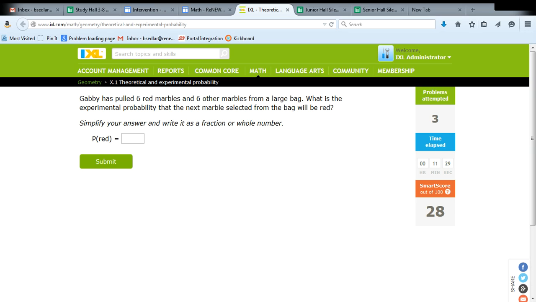But let's say I actually flipped heads 15 times. My experimental probability is what actually happened. So, the experimental probability of getting heads is still going to be a part to total. I know I actually got heads 15 times out of a total of 20.